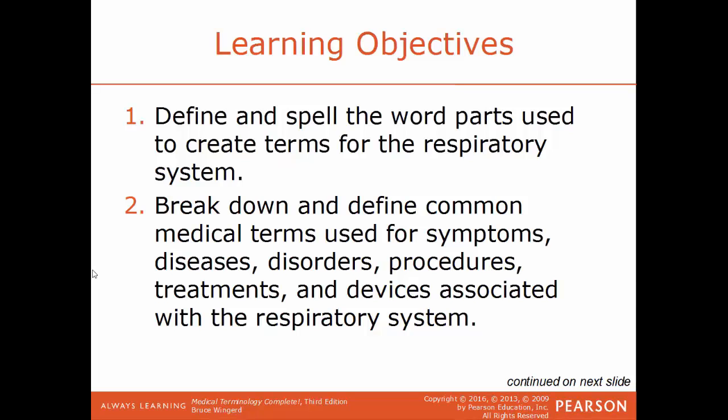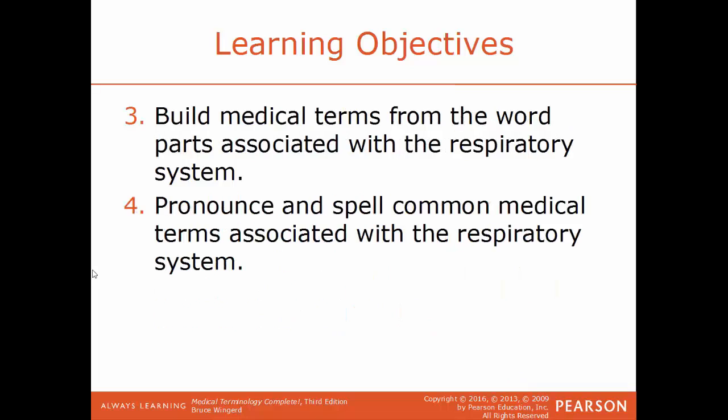Learning objectives for this chapter: define and spell the word parts used to create terms for the respiratory system. Break down and define common medical terms used for symptoms, diseases, disorders, procedures, treatments, and devices associated with the system. Build medical terms from the word parts associated with the system. And pronounce and spell common medical terms associated with the respiratory system.